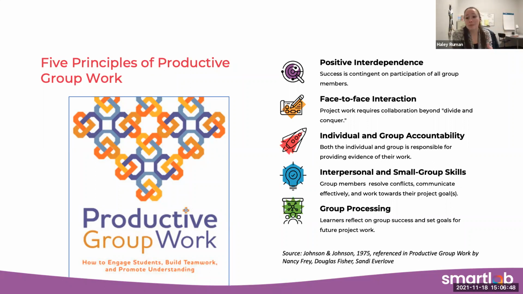So in this book, they talk about the 5 principles of productive group work, and that's positive interdependence, face-to-face interaction, individual and group accountability, interpersonal and small group skills, and group processing. If you are implementing and supporting those, it'll lead to productive group work. So I'm going to talk a little bit about each one, as well as some strategies you can incorporate for some of those, and how some of those are already embedded in our SmartLab programs.